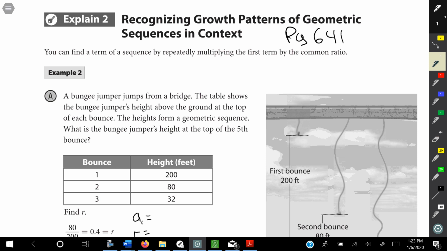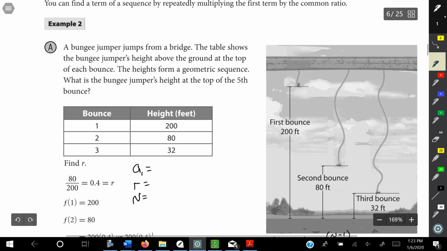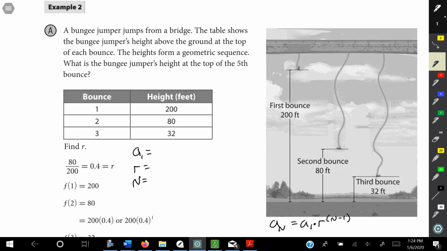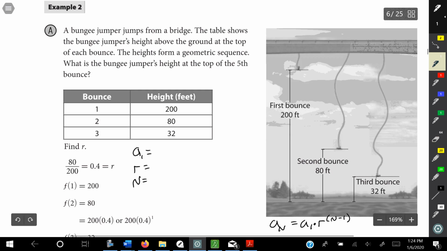So it gives you a table here, and they won't always give you a table, but they say the first bounce is 200, the next is 80, the next is 32. So we're going to do exactly what we did on the previous problems in the previous lesson. We're going to find these three things: the first term, the common ratio, and the nth term. So the first term is 200. So we'll use that 200 for the first term. And you can tell it's decreasing.